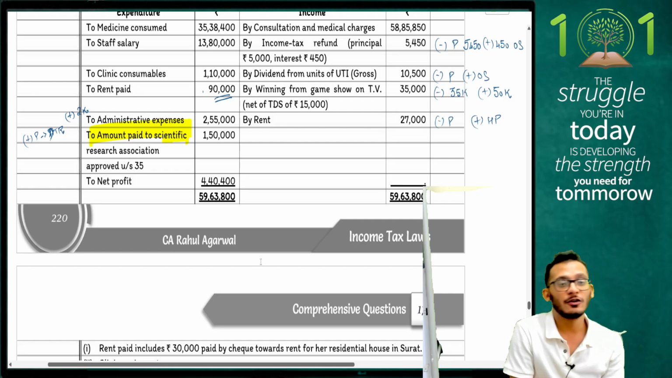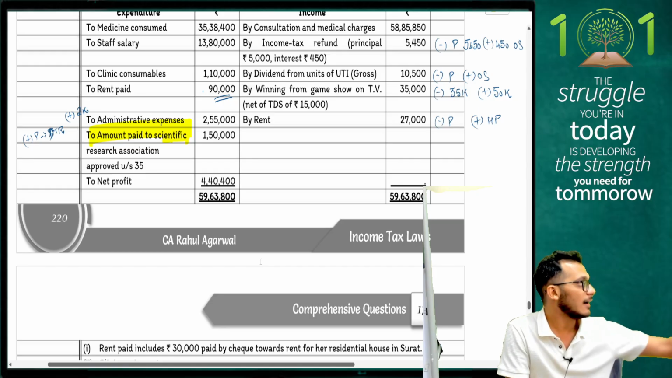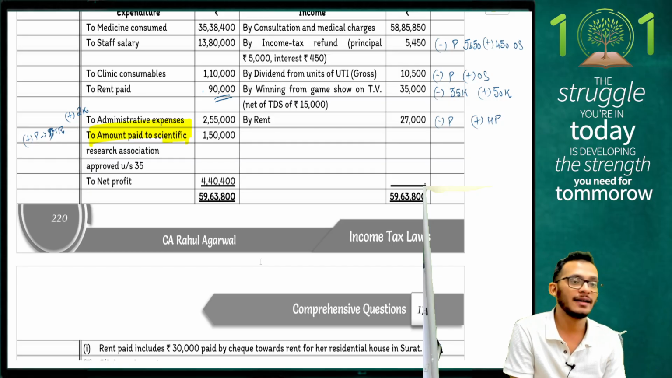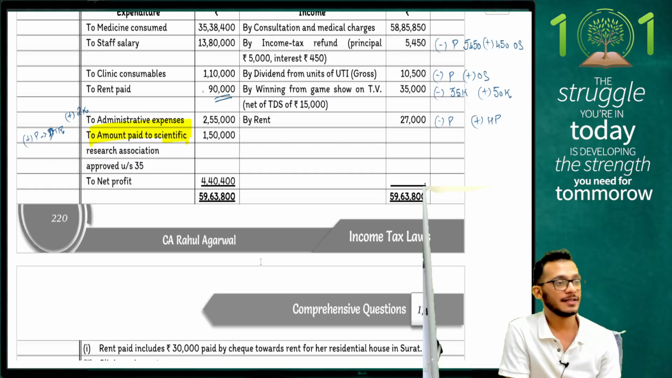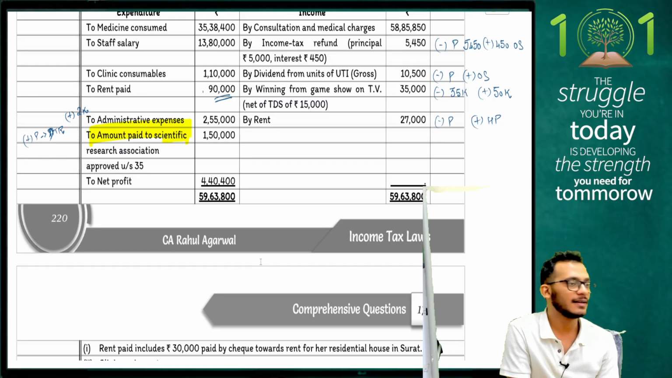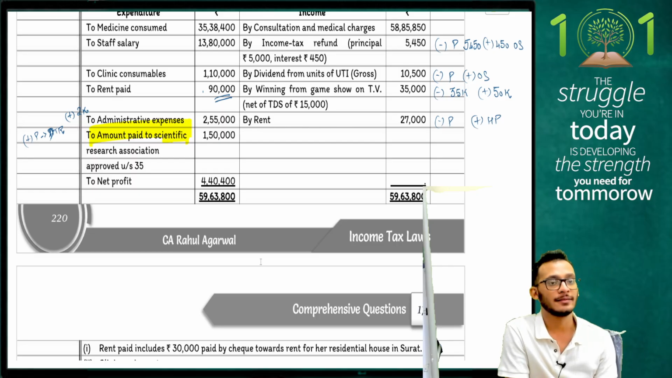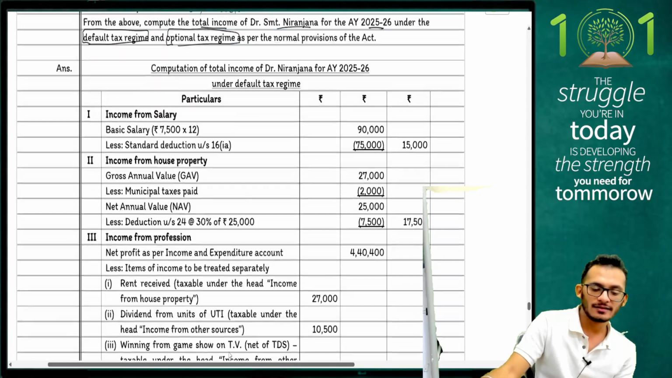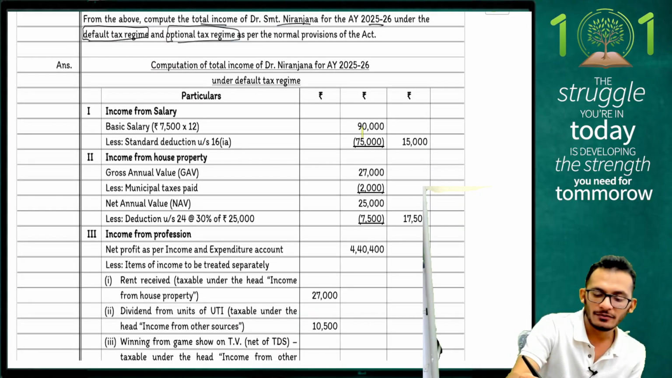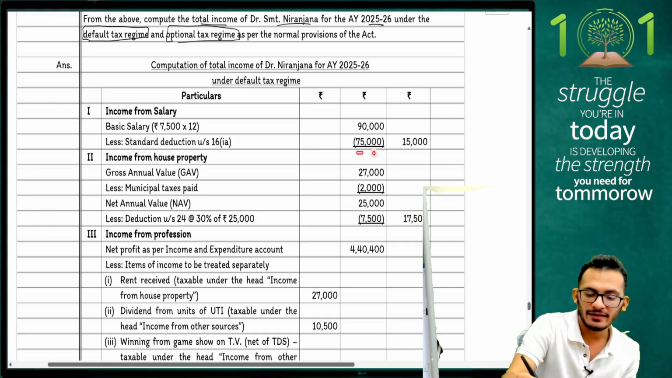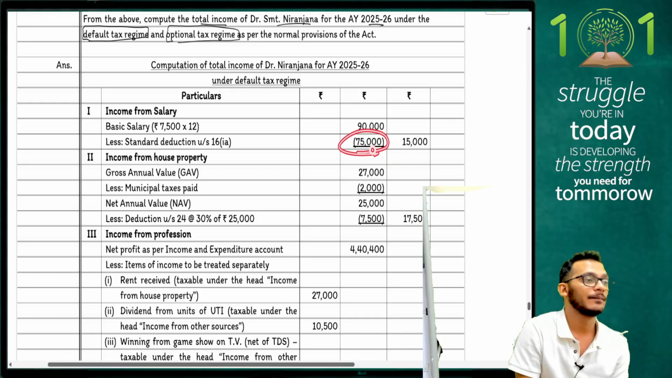Now be mindful of one thing. This question has asked for tax liability. I have winnings taxable at the rate of 30%. So when you compute total income, on the total income you will split winnings and tax at 30%. Balance you will tax at slab rates. So the question will look like this, people. You will start with salaries. You will take the 90,000 salary income. On this 90,000 salary income, you will claim 75,000 standard deduction if you are doing DTR.